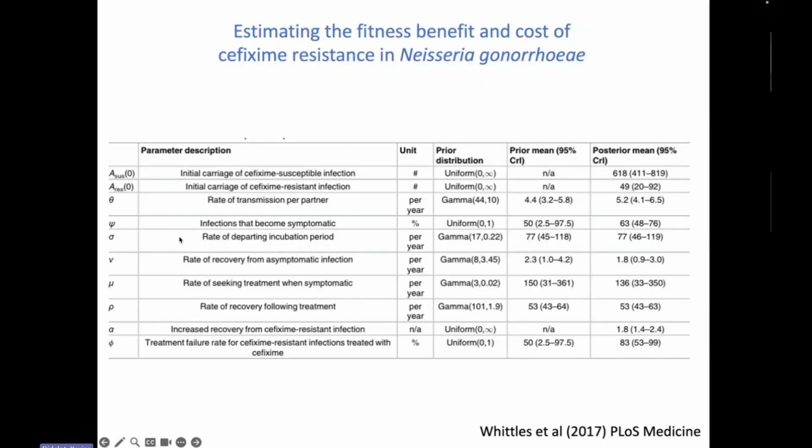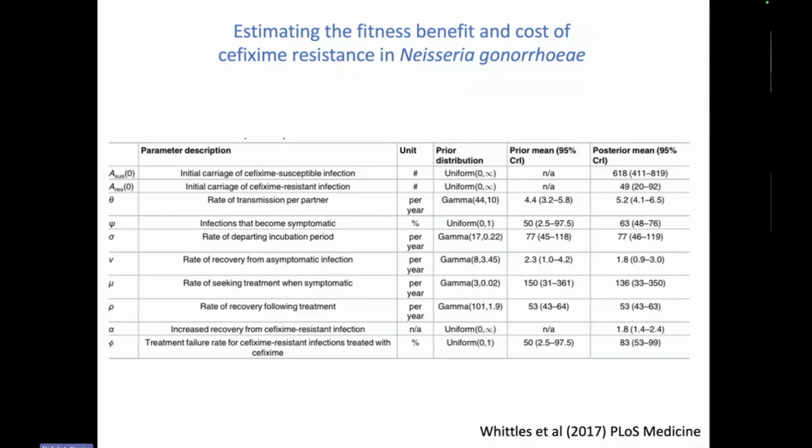in the model, right? And so the two that are especially interesting for us are these alpha and phi values that we have at the bottom. Alpha represents the cost of resistance, and we found that the resistant strain is almost 2 times more likely to go away than the susceptible one. So that represents a clear cost. And the clear benefit of resistance is this phi, the percentage of treatment failure that is going to happen when you treat cefixime-resistant infections with cefixime. We estimated that to be something like 80%. It could even be as high as almost 100%.